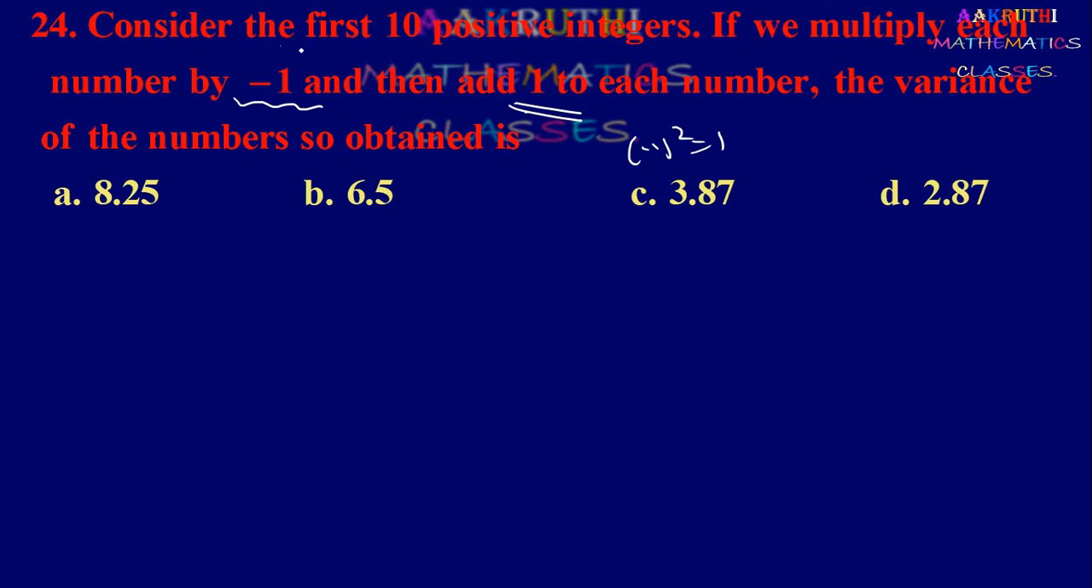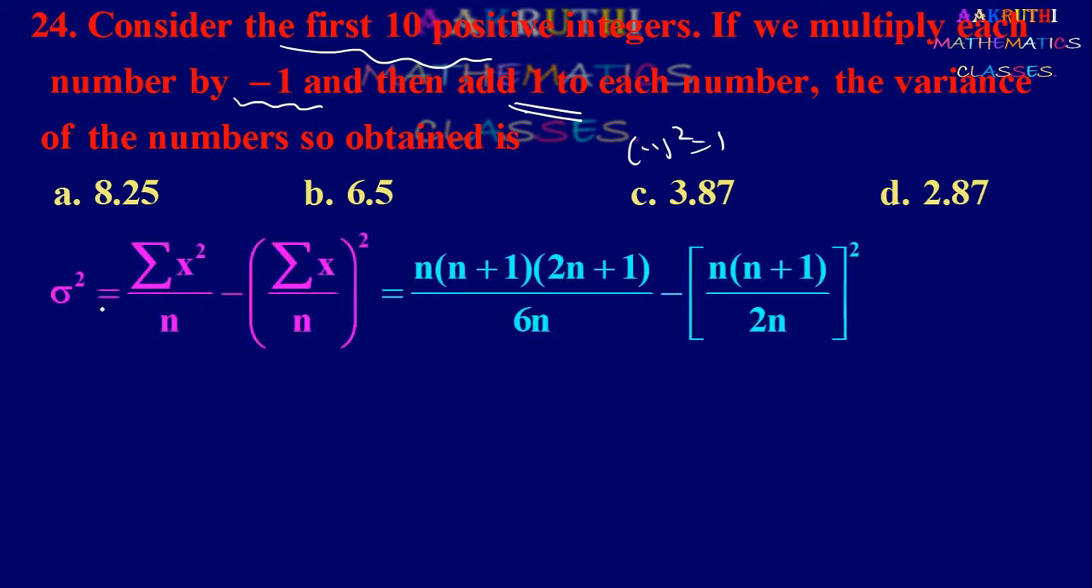Therefore we calculate the variance of the first 10 positive integers. We already calculated standard deviation, so in the same way we calculate variance. We have the formula: variance is summation of x square divided by n minus summation of x by n, whole square. Here we use the formula summation of n square is n into n plus 1 into 2n plus 1 divided by 6, and we write the division by n as it is. And the summation of x formula is n into n plus 1 divided by 2, and we write n as it is. So we get n into n plus 1 divided by 2n, whole square. And here n will get cancelled.